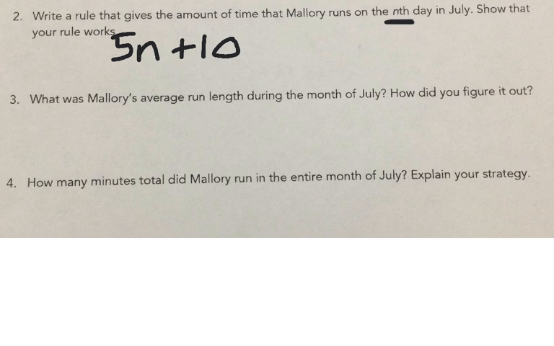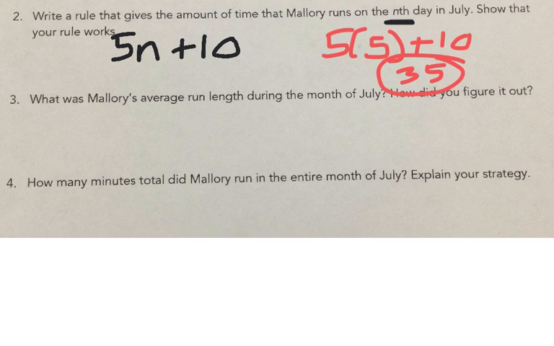And then how did you prove that this worked? Which day did you pick? You had to pick one. So if I pick the 5th day, that would be 5 times 5 plus 10, which would be 25 plus 10, which is 35. So on the 5th day, it should be 35 minutes, and that looks like it works. If it says show your rule works, you have to plug in a value at least once. It doesn't matter which one you pick. That would be the work showing that the rule worked.